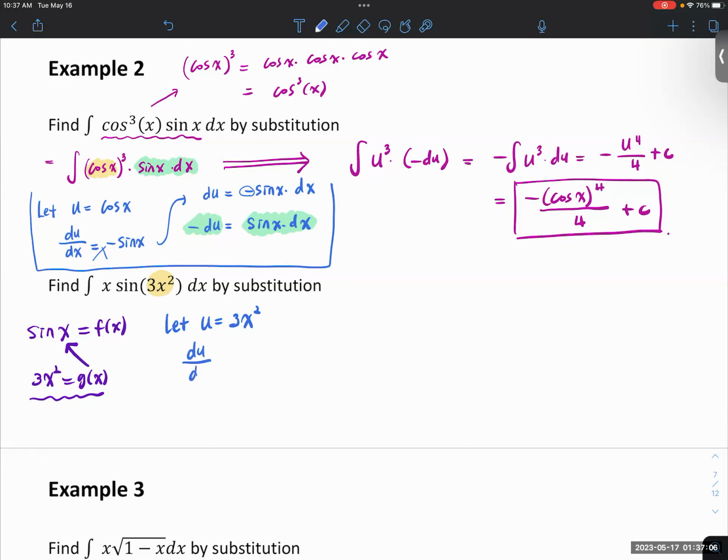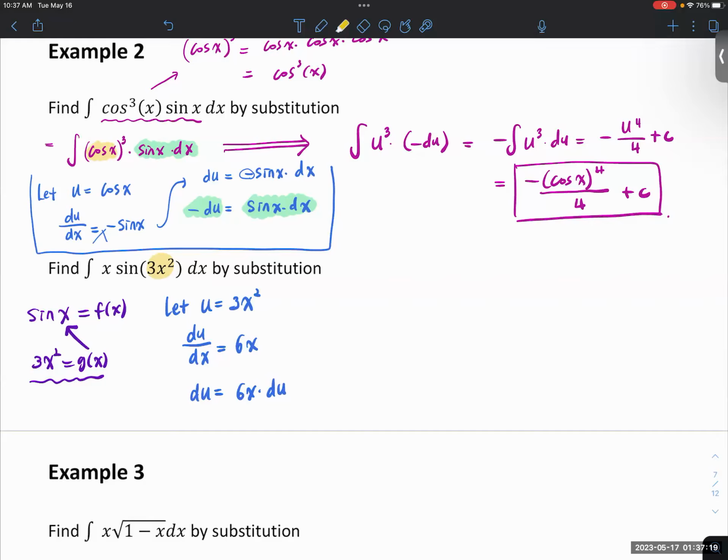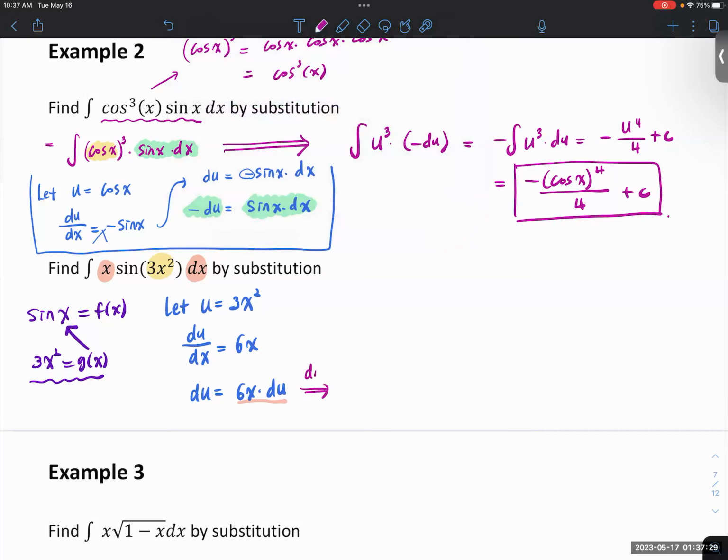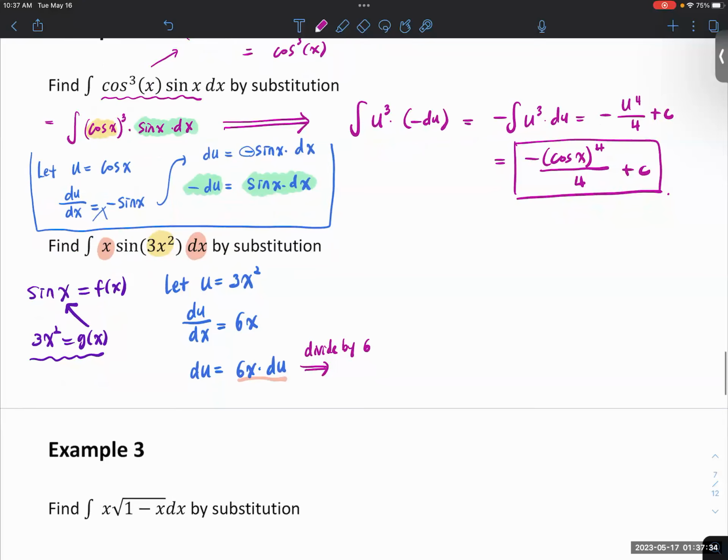Take the derivative, du will be 6x, and you do the cross multiplication: du equals 6x dx. Do I have a 6x dx? We need x times dx. I need x times dx, but we have a 6x, so what happened? You're going to divide both sides by 6. So that is 1 over 6 du equals 6x dx over 6.